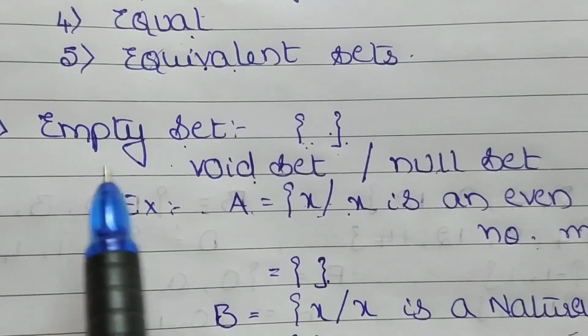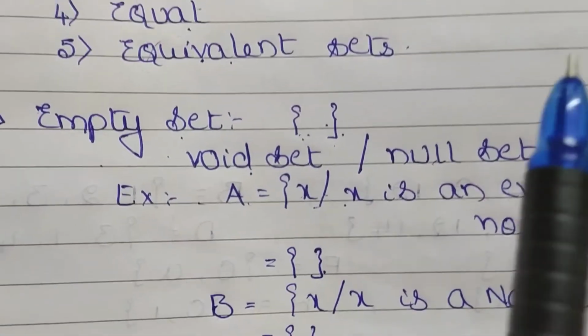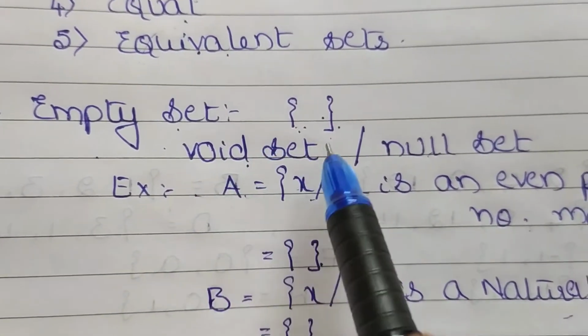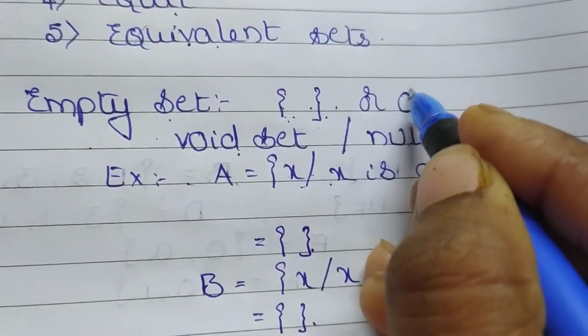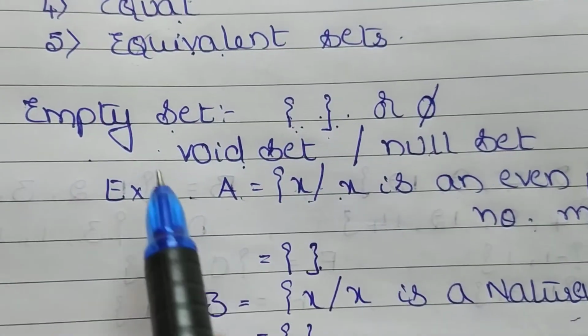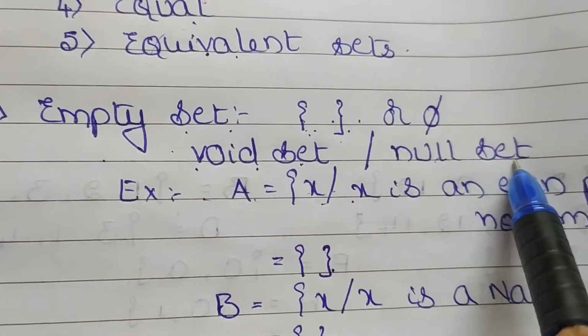So empty set means what? Empty set is the set which does not contain any elements. We generally denote the empty set with this or phi like this. And empty set is also called the void set or the null set.